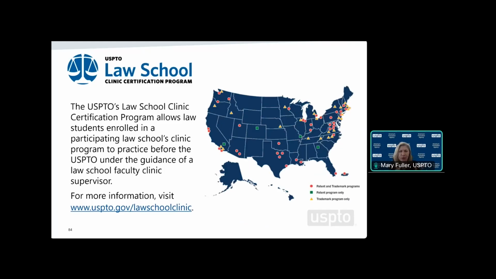Here, if you go to our website, so /law school clinics, you'll see this map showing you where all the clinics are. They're in universities all over the United States. And there's also a list. And when you look at the list that's online, that list tells you specifically what each of these law school clinics does. Some of them only serve people who want patents. Some only serve people who want trademarks. And some serve both.